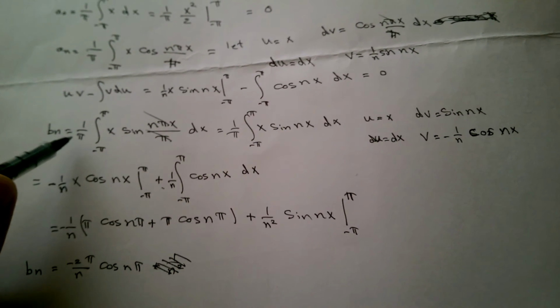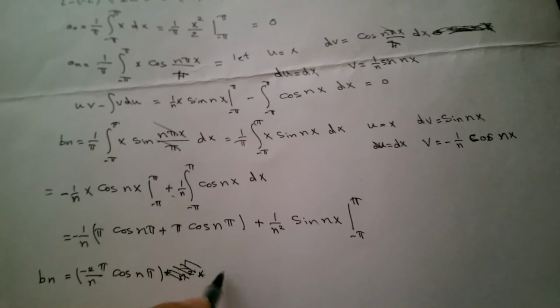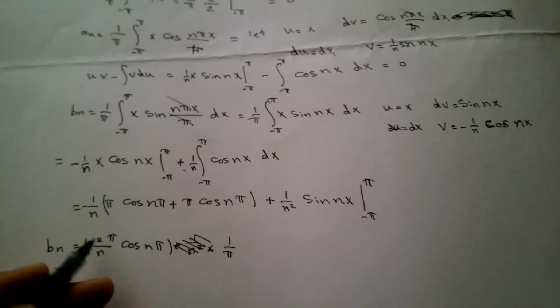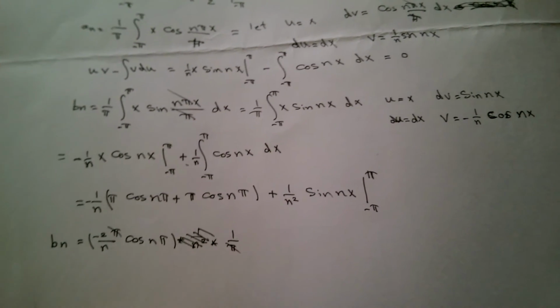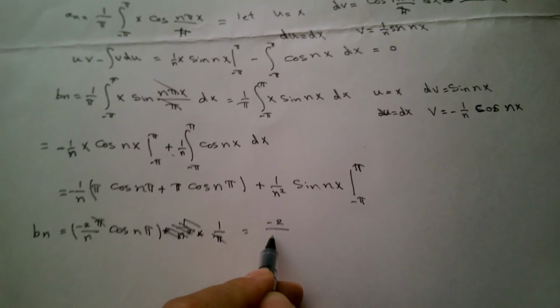Oh sorry, I think we missed 1 over pi here, and we have to multiply this term by 1 over pi. Sorry, because I haven't prepared before the video. So this pi with this pi will be cancelled, and bn finally is equal to minus 2 over n cosine of n pi. Cosine of n pi is equal to 1 or minus 1.